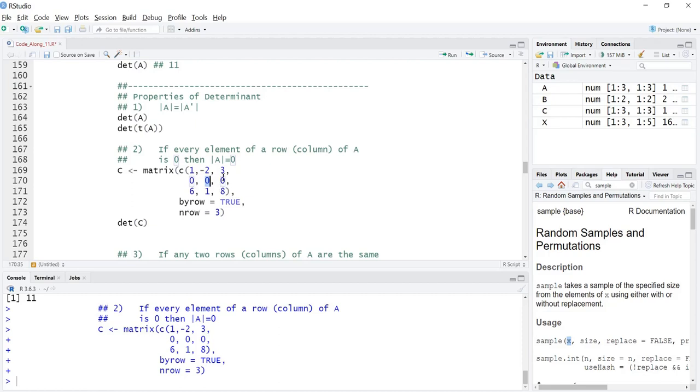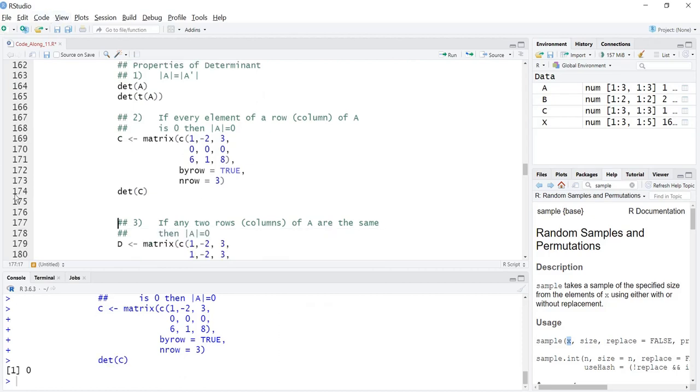That's going to be 0. And then I'd have 0 times the determinant of 1, negative 2, 6. So 0 times something is 0. So I'd have 0 plus 0 plus 0. So whether a row or a column is 0, then the determinant is 0. And let's just show that with this. And 0 is what I get.